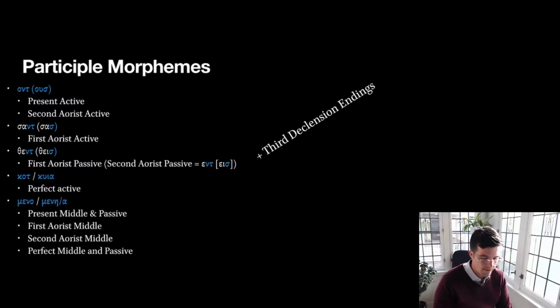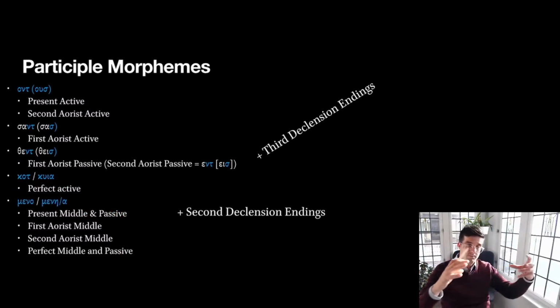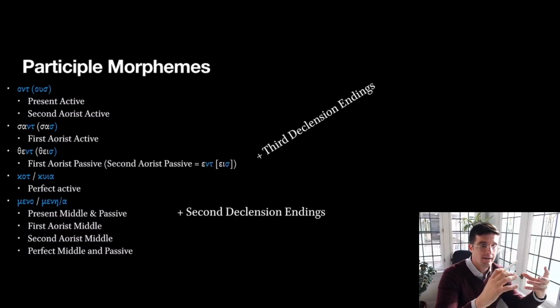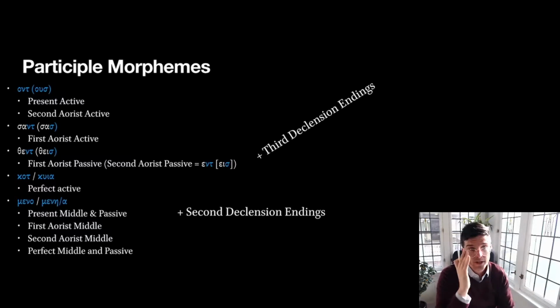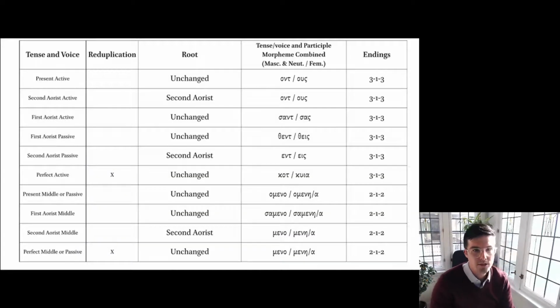Then over here, those that all take second declension endings with meno, mena, mene, or mena are going to be one of these four. So when you come across this in a participle, you know it's going to be one of these four. And this is a way you can sort of break down and start to go to different categories to figure out your parsing information. And this is what I'm going to give you more of in this slide here.